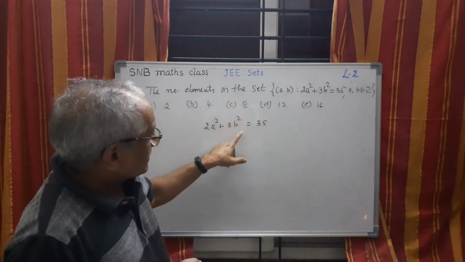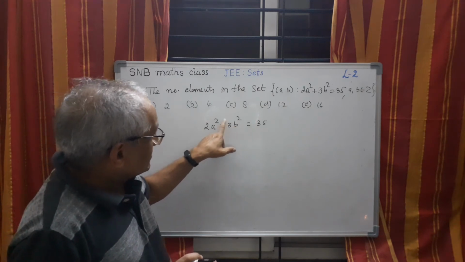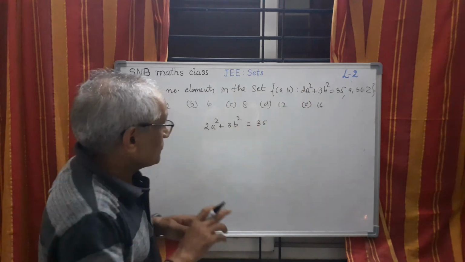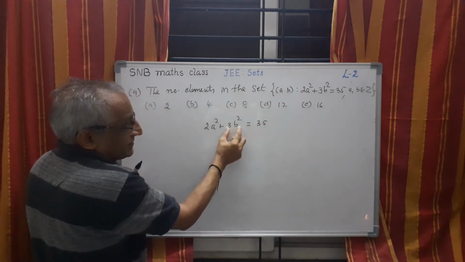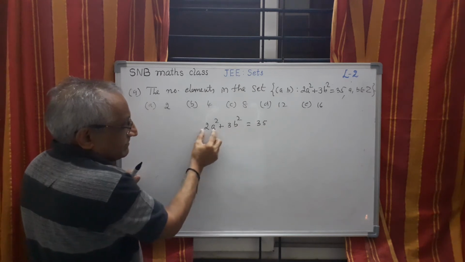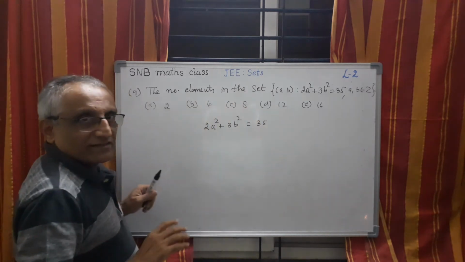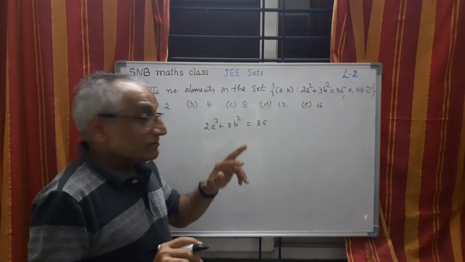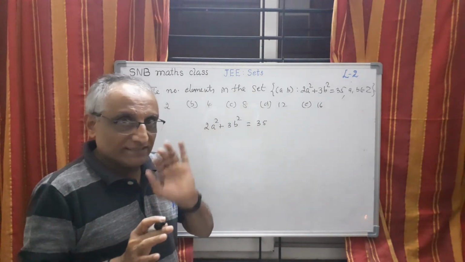This is odd if this is odd, and this will be an even number if this is even. So this cannot have a solution if you take any even value for b, because this becomes even and this becomes even. Even plus even is even, so it cannot be 35. Therefore, first you can rule out all the possible even values for b. I cannot take b equal to 2. That is ruled out. That is the first thing.